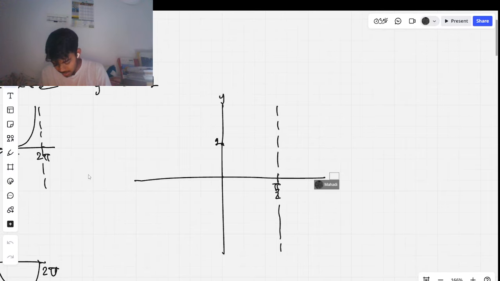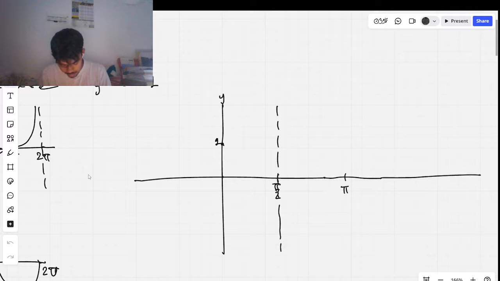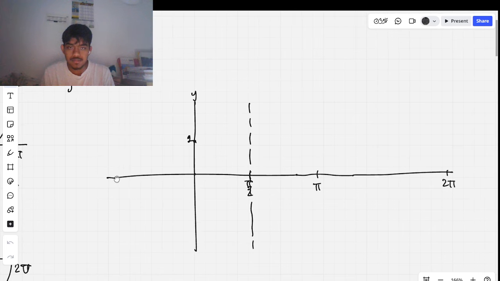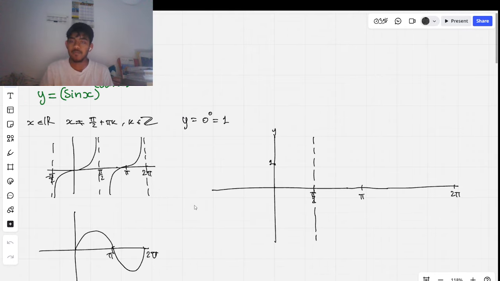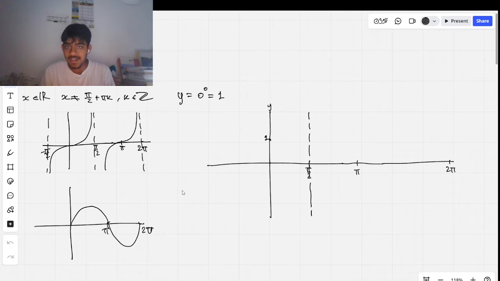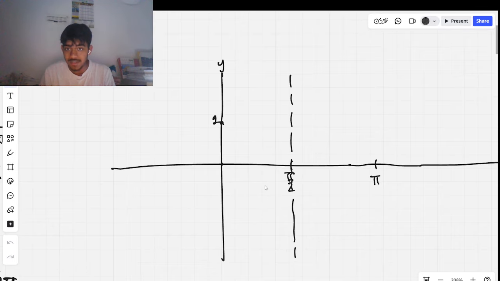So I'm going to extend this a bit to 2 pi. And just for the sake of space and argument, I'll draw the graph between minus pi by 2 and 2 pi. We know this graph is going to be periodic because sine and tan are both periodic functions. Now, next thing to work out is what happens between 0 and pi by 2.